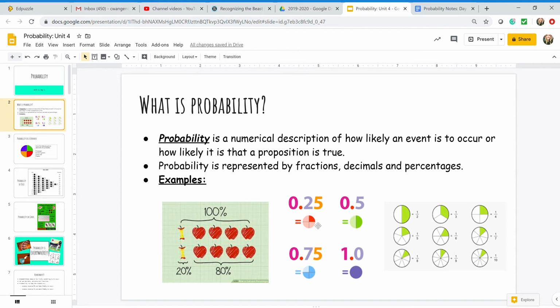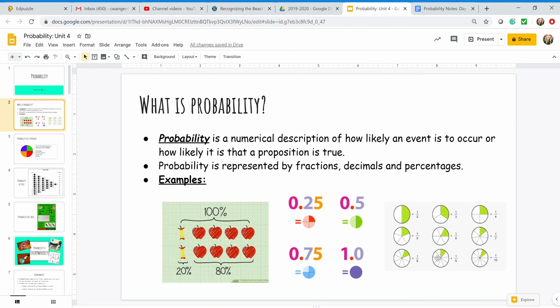If we look here, we see decimals and pie charts. We're able to see 0.25 of this pie chart, 0.5 or half, 0.75, or one whole. This is a way for us to look at decimals and representation, and they all relate. And then our fractions, our pie charts, are very common and we see these all the time.